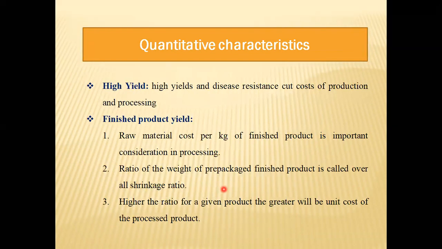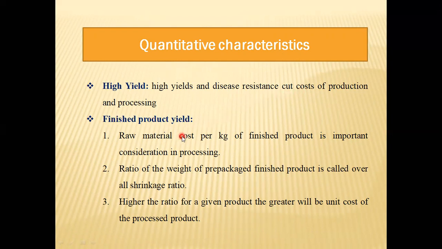Now we will go towards the quantitative characteristics. These are related to a higher yield of the raw material and the processed products, and next the finished product. See, high yield is obtained by adopting varieties which give higher yields and are disease resistant. It will cut the production cost and the processing cost.